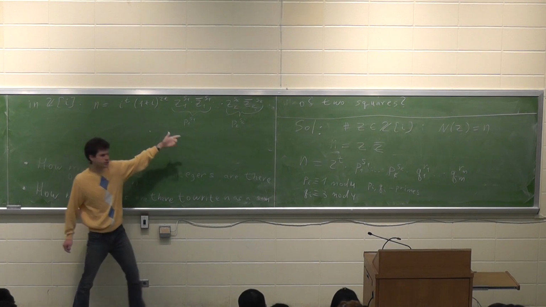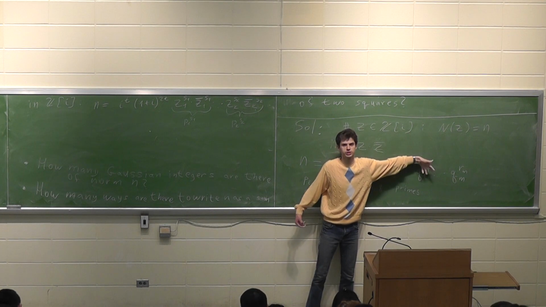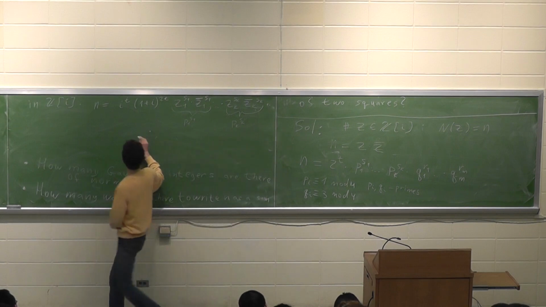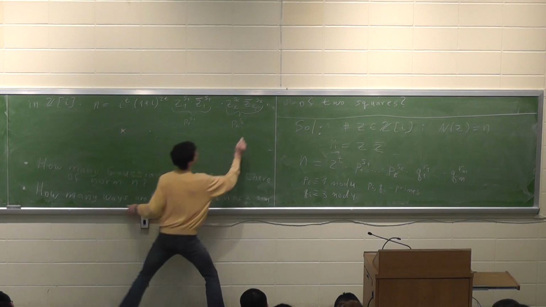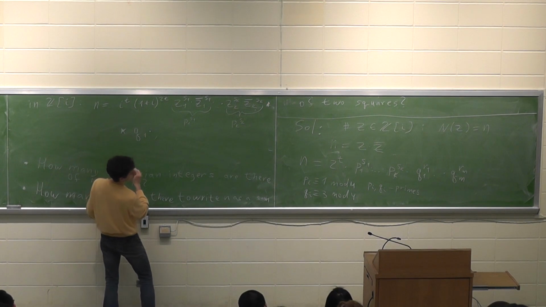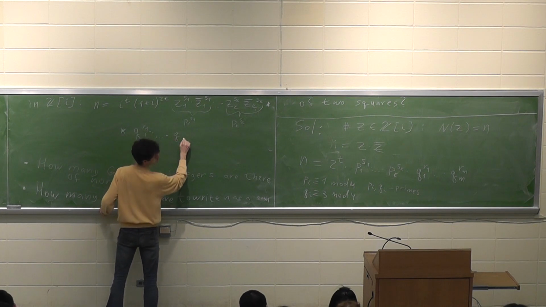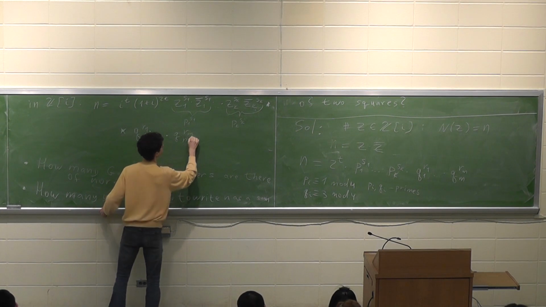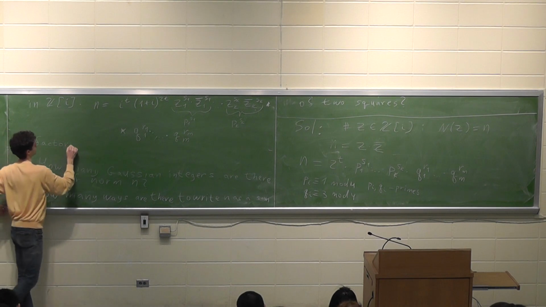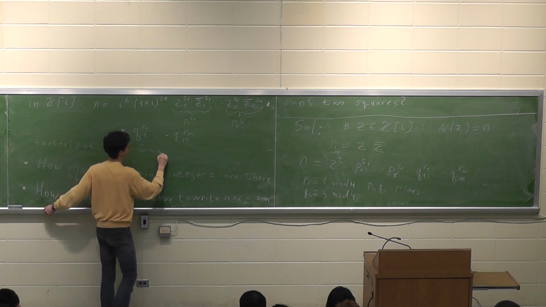Well, and finally, I still have these primes. But these primes are still primes in Gaussian integers. So I can continue, times q1 to the power r1, and so on, times qm to the power rm. So this is a factorization into Gaussian primes.